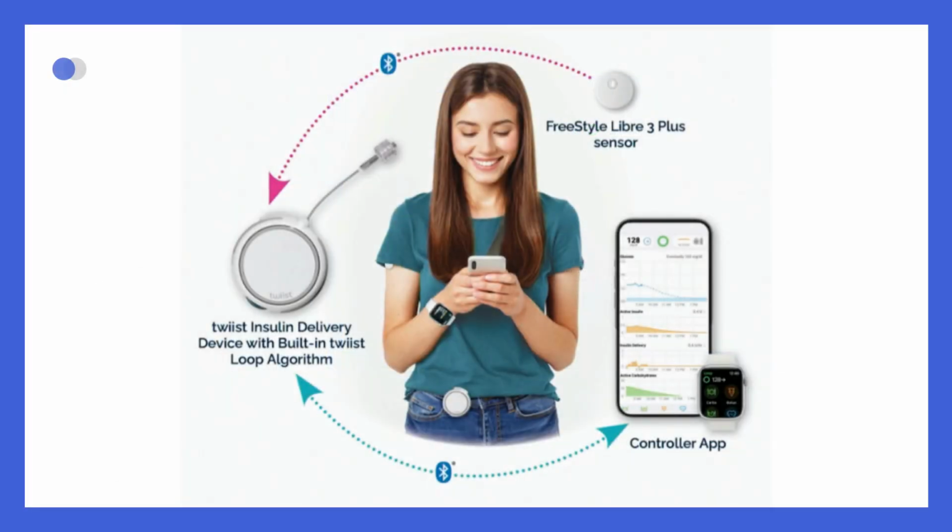The Twiist AID system combines three essential components: the Twiist pump, a small tubed insulin pump that holds 300 units of insulin, a compatible glucose sensor, currently the FreeStyle Libre 3 Plus sensor, which streams glucose readings every minute, and the Twiist Loop algorithm that is hosted on the Twiist pump and controlled via the Twiist app on an iPhone and/or a compatible Apple Watch.